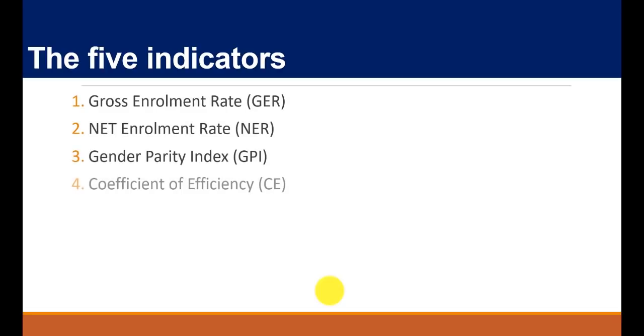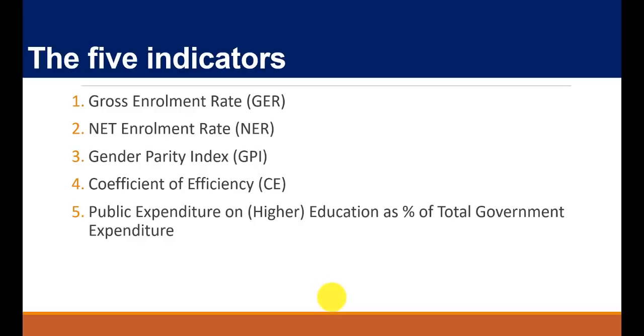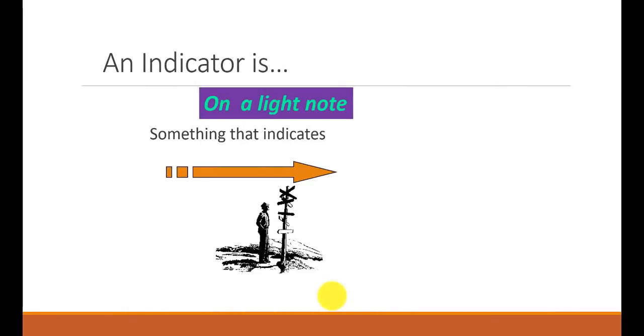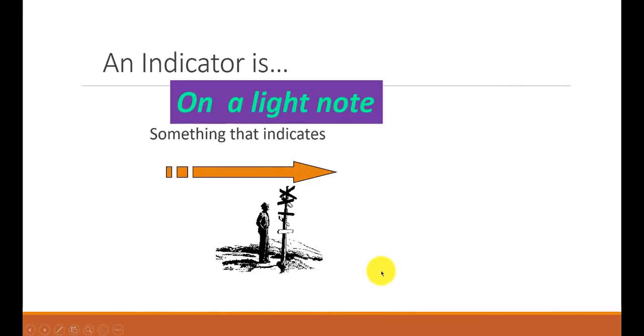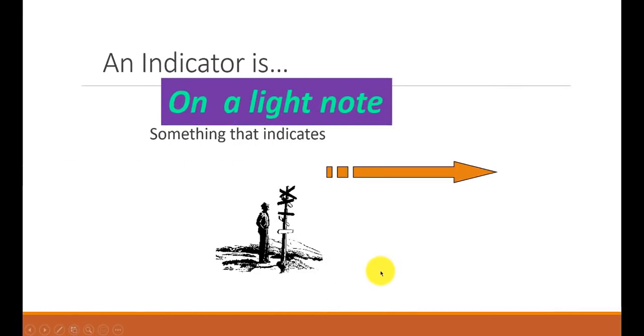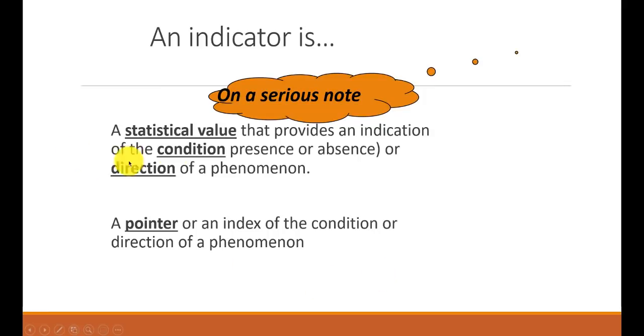Now, the five indicators we'll be looking at in this lesson, lesson one, and then, what's an indicator? On a lighter note, an indicator is something that indicates, but on a more serious note, an indicator is a statistical value. Don't fret, or run away. It's statistics, but you'll find that this lesson and the next ones, the three that we're going to have in this series, are very, very simple.